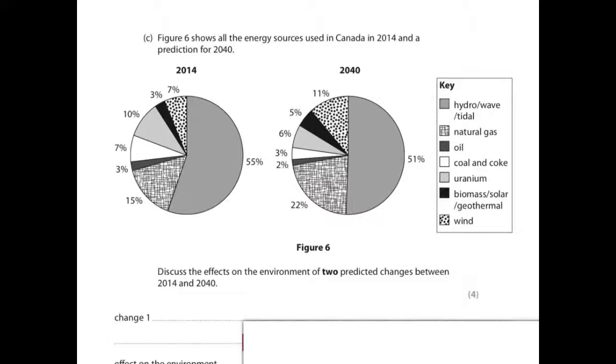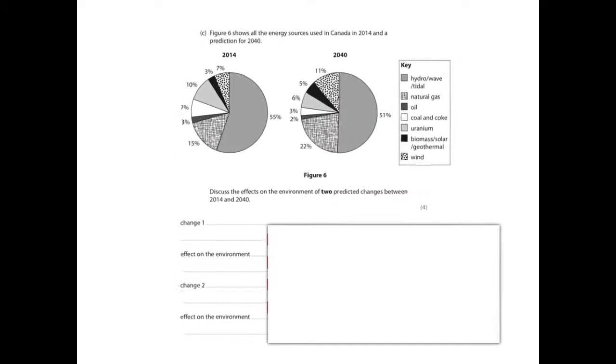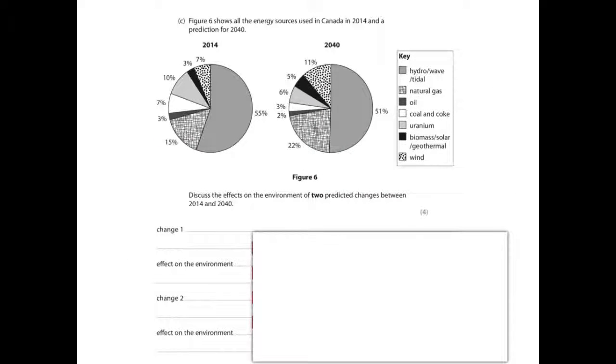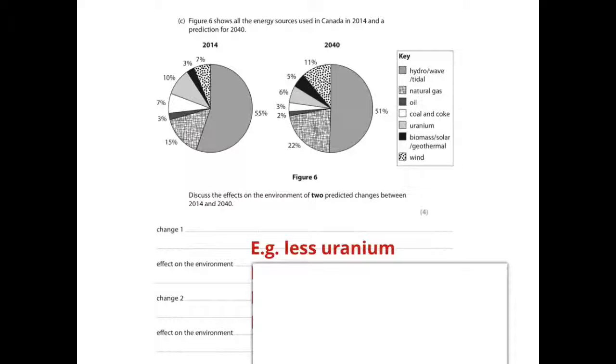Now, there are a few questions which won't get as much variation in student responses, but you could write so many things here that it's almost hard to give you a specific answer. So I'm going to give you an idea of the kind of things you could write. So an example of change, e.g., there's less uranium. So if you look at uranium, which is here, you can see that it's gone from 10% to 6%.